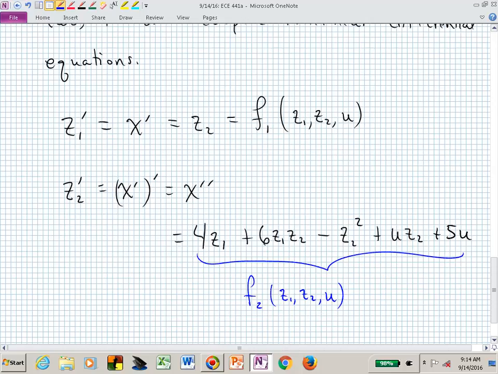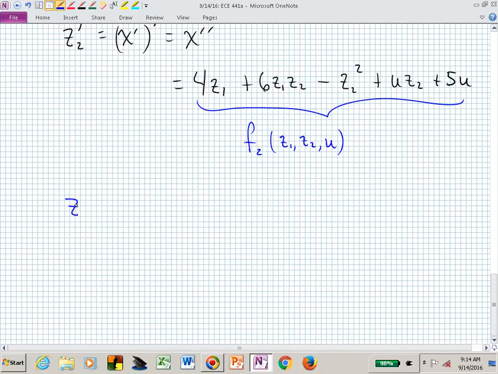And it's important that we now have identified f sub 1 and f sub 2 because that's what we need to start doing these partial derivatives, to fill up our system matrix A and our input matrix B. We've now rewritten our second order differential equation as a set of coupled first order differential equations. We have a z1 prime equal to an f1, and we have a z sub 2 prime equal to an f sub 2.